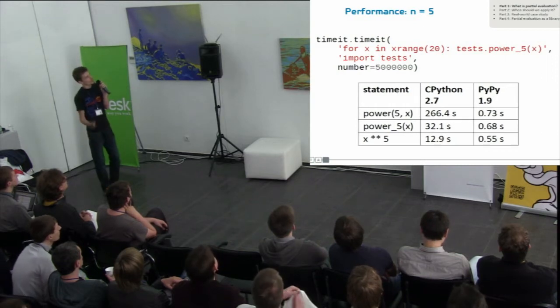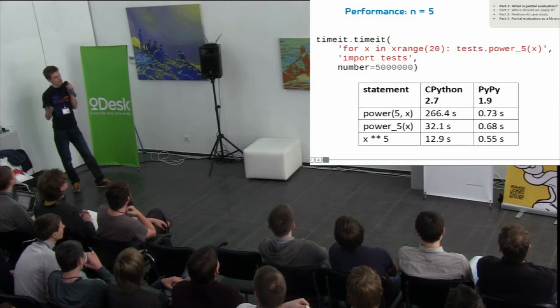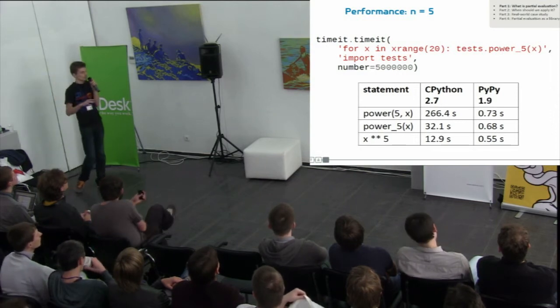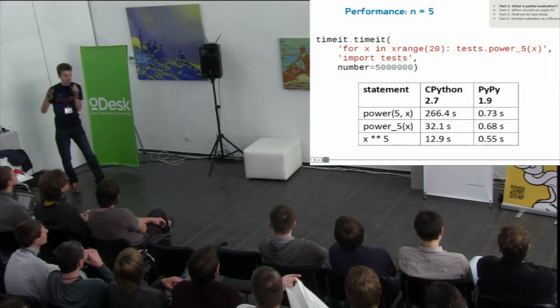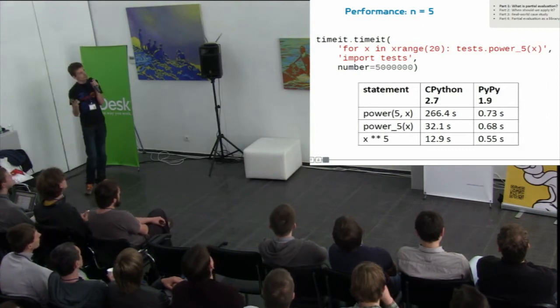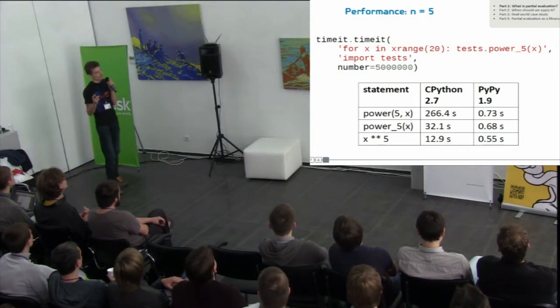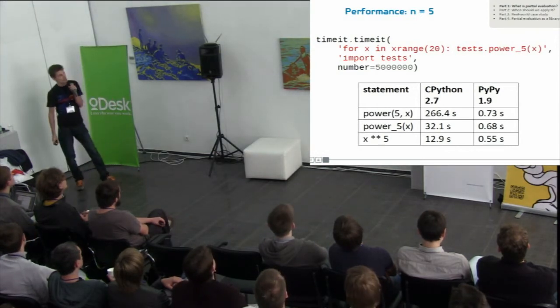Then under PyPy, it's more interesting. First, it runs massively faster because here the algorithm is trivial and numbers are small, so it gets compiled to several assembler instructions, basically. But what is more interesting is that under PyPy, we get no speedup from partial evaluation. And why is that?